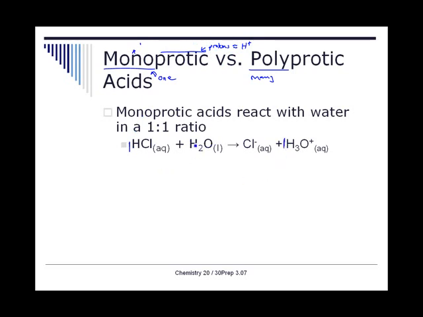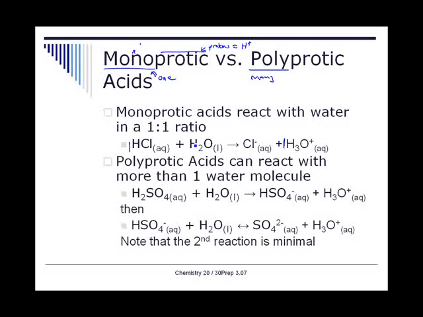So it takes 1 water to react with the HCl, and we get 1 hydronium. Polyprotic acids can react with more than 1 water molecule. An example would be sulfuric acid. Sulfuric acid has 2 hydrogens in its formula, so it can react once with water. When it reacts with 1 water molecule, it loses 1 hydrogen. So there were 2, now there's 1.